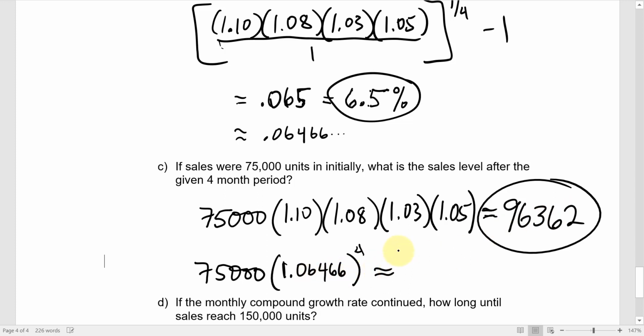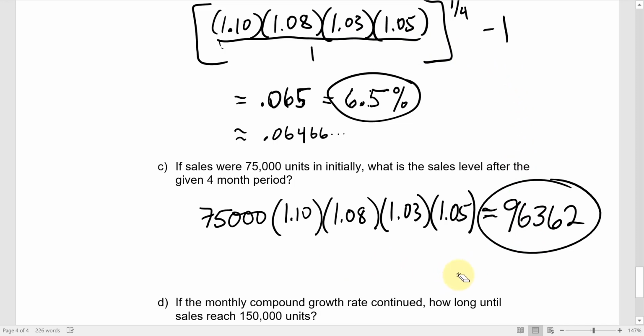This is, well, let's see. Yeah, that's it. 96,362 if you round off. So yeah, 6.5% every month is very close. It's an approximation to the average growth rate. 6.466 is a little more accurate. Yeah, okay, so that's that.